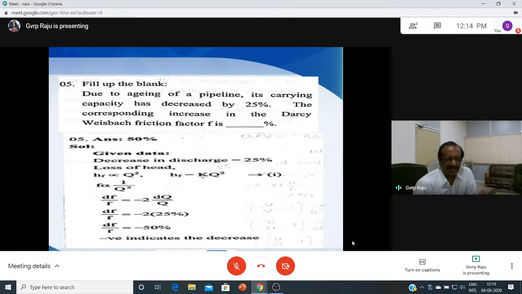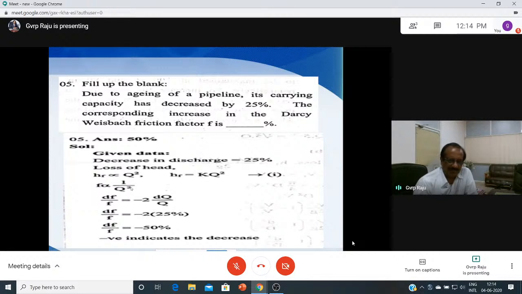And HF is proportional to K into Q square. Take the friction factor out of that. HF is proportional to Q square, and what is F? F is inversely proportional to 1 by Q square. F is equal to HF into 2GD by LV square. Suppose if you take F here, it will be HF by Q square.